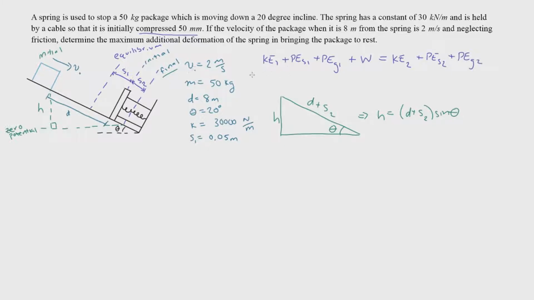So now we can start canceling out some terms because some of these terms do not exist in the problem. The one thing that does exist is that the box does have kinetic energy because it is moving at some velocity initially, which is 2 meters per second.